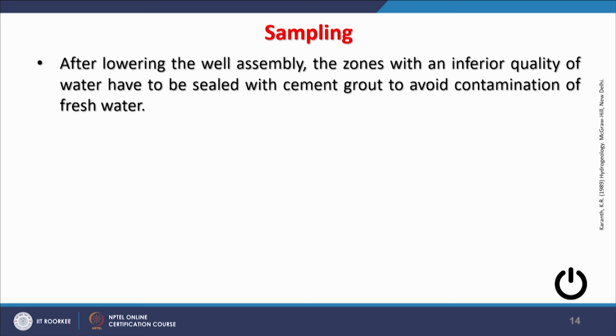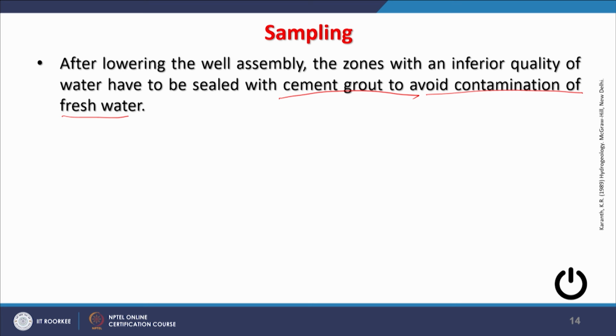That is very important. After lowering the well assembly, that includes pipes, screen, and of course later on the pump, the zones with an inferior quality of water have to be sealed, because at some certain horizon you may not be getting good water, and sometimes you might be getting contaminated water because of unconfined aquifer conditions which are being recharged by some contaminated water around industry or something. So, that part has to be sealed with cement grout to avoid any kind of contamination of fresh water which you are going to extract from greater depth.